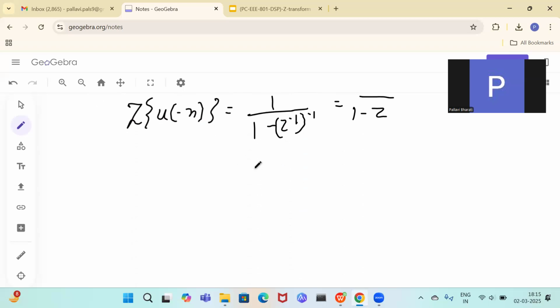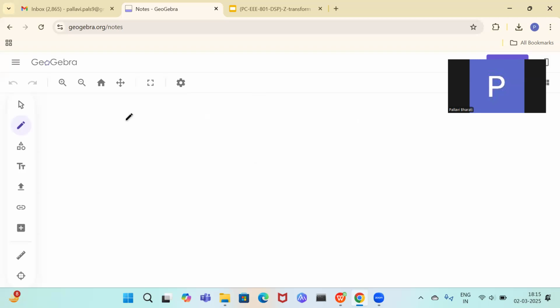Next, let us move on to the time scaling property of Z transform. In the time scaling property, you are going to divide the original signal by a constant. That is your time expansion or time scaling property. So let us see that. The time scaling or the time expansion property.